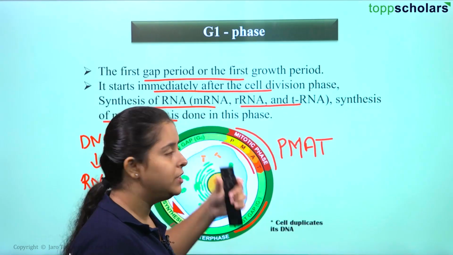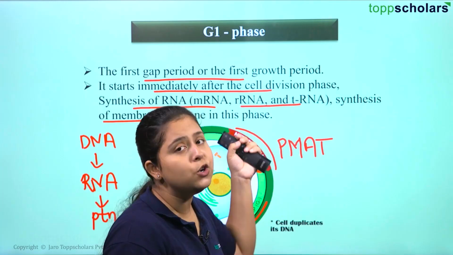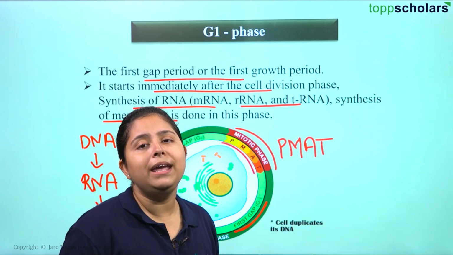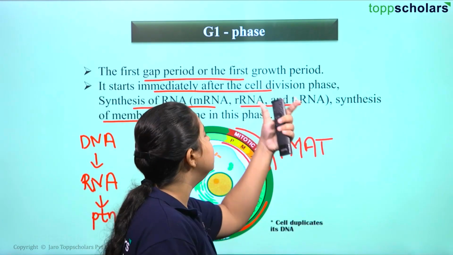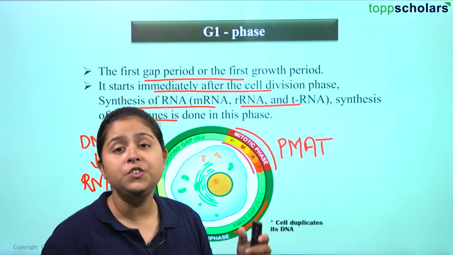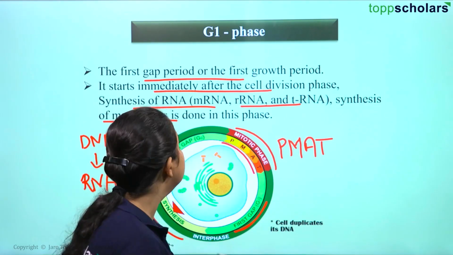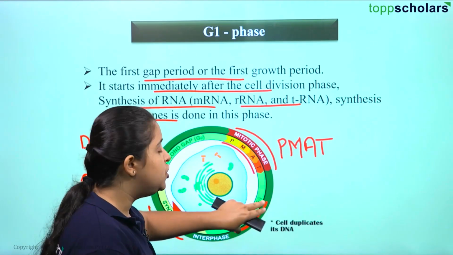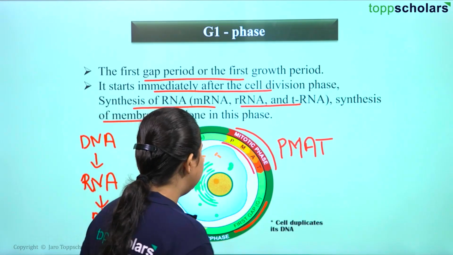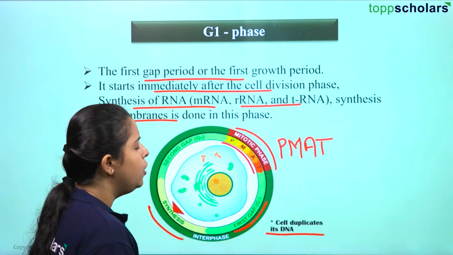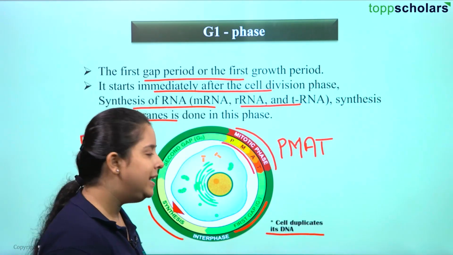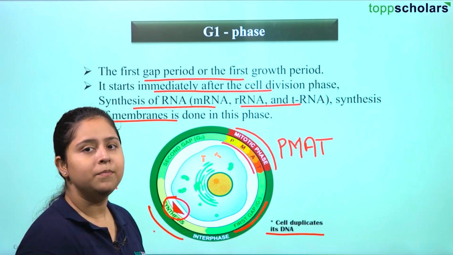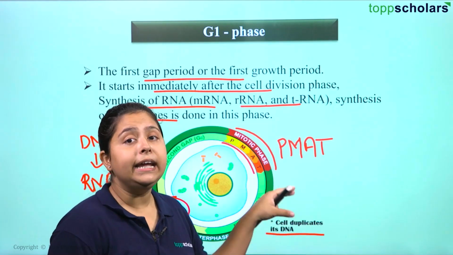M stands for messenger RNA, R stands for ribosomal RNA. This is the constituent of ribosomes, which are the protein making machineries. And this tRNA, here T stands for transfer RNA. So different kinds of RNA are being synthesized and membrane is being synthesized in your G1 phase. Over here it is written that cell will duplicate its DNA. Where do you think this thing will happen? Yes, it will happen in S phase. Hence there is an arrow mark given. At this phase we will have DNA duplication.